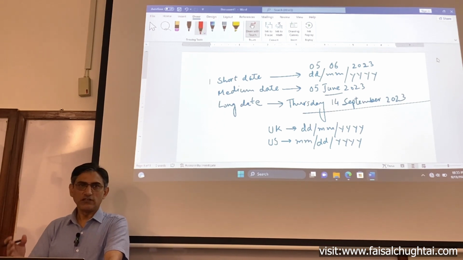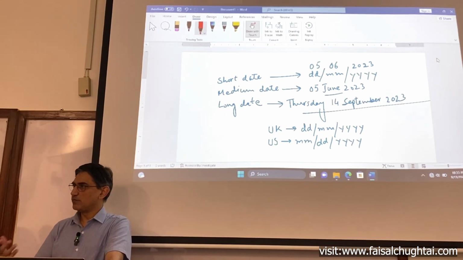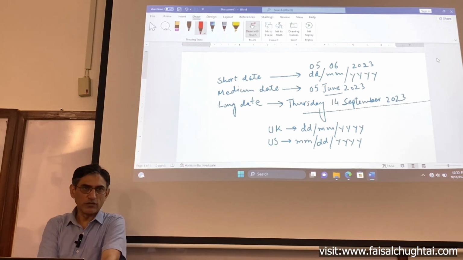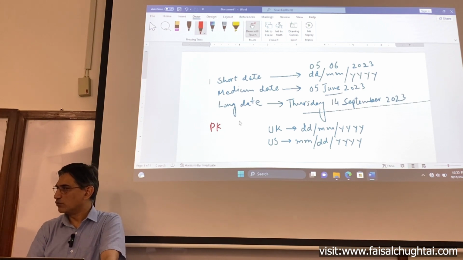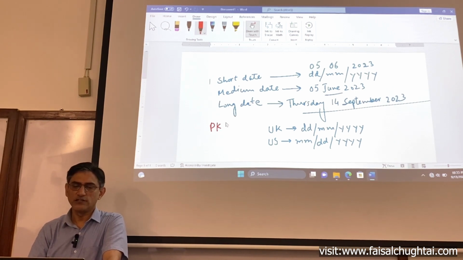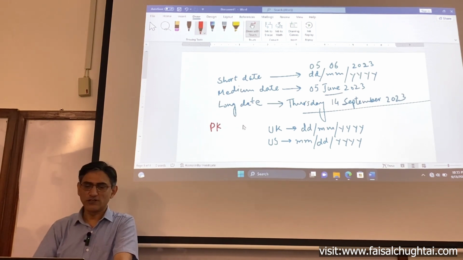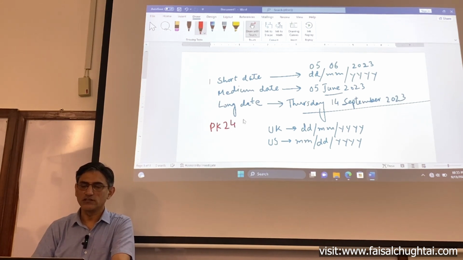Every center that has been registered as a Cambridge school has a center number allocated by Cambridge, which starts with the prefix PK, and then afterwards there is a numeric code. For example, hypothetically speaking, I'm not saying that this is the center number of any particular center, but how about PK242, say for instance, or PK245.